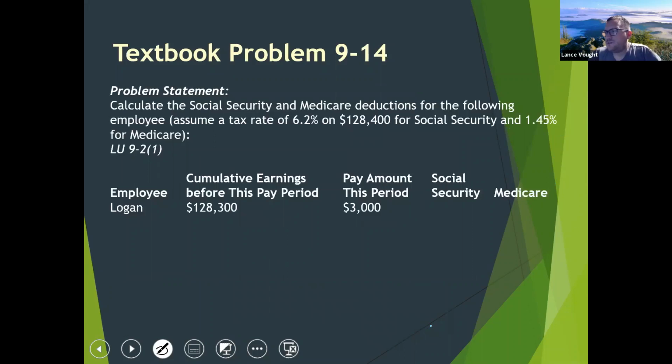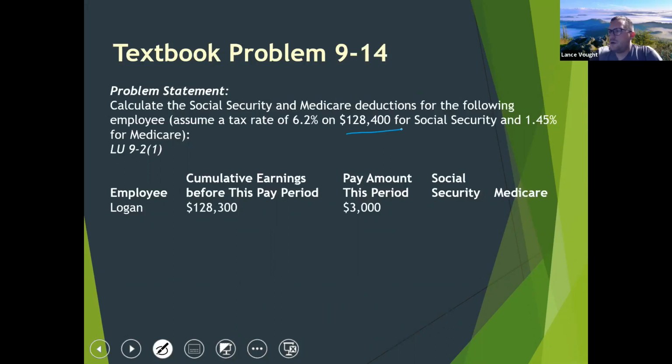We can calculate Social Security and Medicare tax. Again, they're using the base rate of 128,400. Logan made 128,300 before the pay period. This period he makes 3,000.